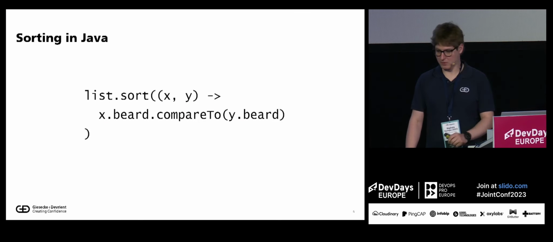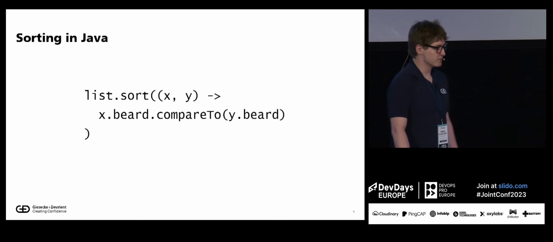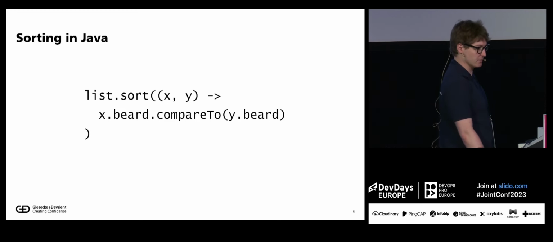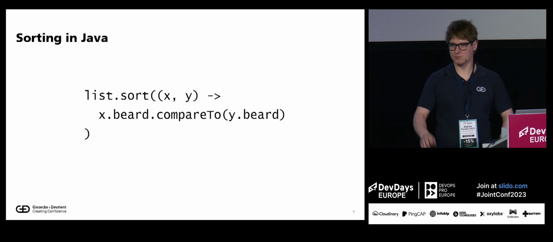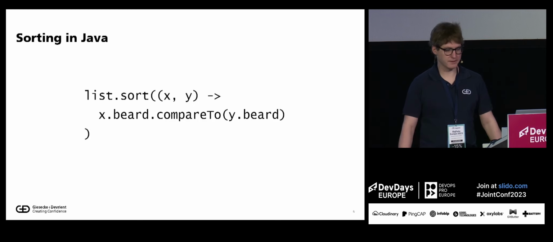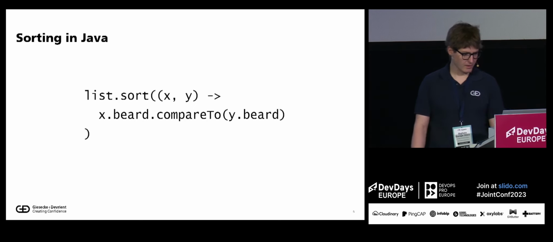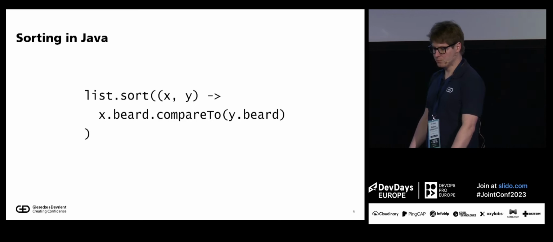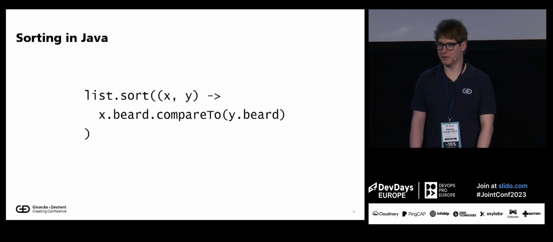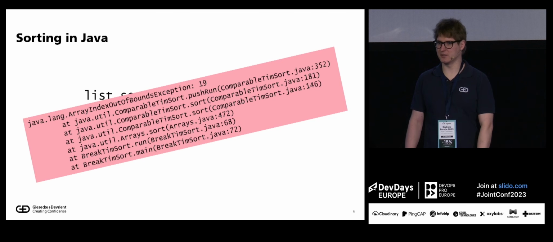Anyway, in order to come up with that sorting, we wrote a short piece of code in Java. So we can say list.sort, and then we can compare each other's beards. It doesn't really matter if that's the real Java syntax or not. I guess it's simple enough to understand that we're comparing beards to each other. Now, unfortunately, when we ran that for the first time, we tried to put every single person on Earth in that array to order them by beard length, and then we got an index out of bounds exception.